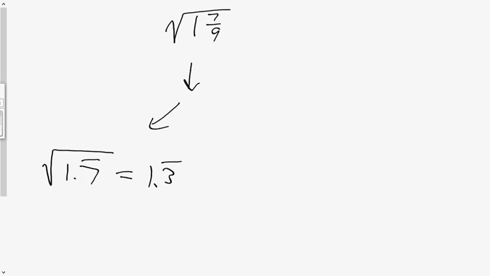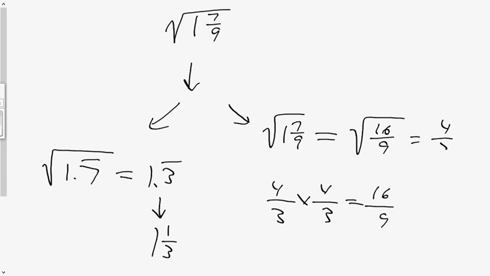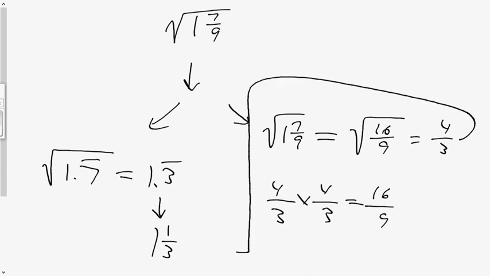Do we know what that is as a fraction, just so we know? What's 1.3 repeating as a fraction? 1 1/3, that's right. So that's one way we could have done it. The second way we could have done it is said, well, 1 and 7 ninths is a mixed fraction, and that's the same thing as the square root of 16 ninths. Agreed? What fraction multiplied by itself is 16 ninths? Numerator would be 4, denominator would be 3. So therefore, the square root is 4/3, or, as a mixed fraction, 1 1/3.